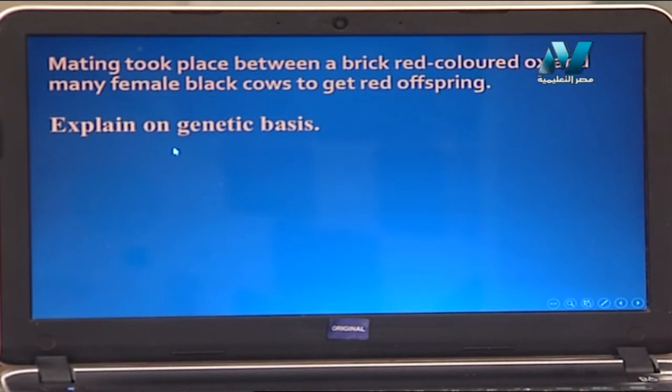Another question. Mating took place between a brick red colored ox, meaning the color is brownish red, and many female black cows to get red offspring. Think about this case. Which type of the cases that we studied is it? Is it complete dominance? Is it lack of dominance? Or multiple alleles or complementary genes? Which one?